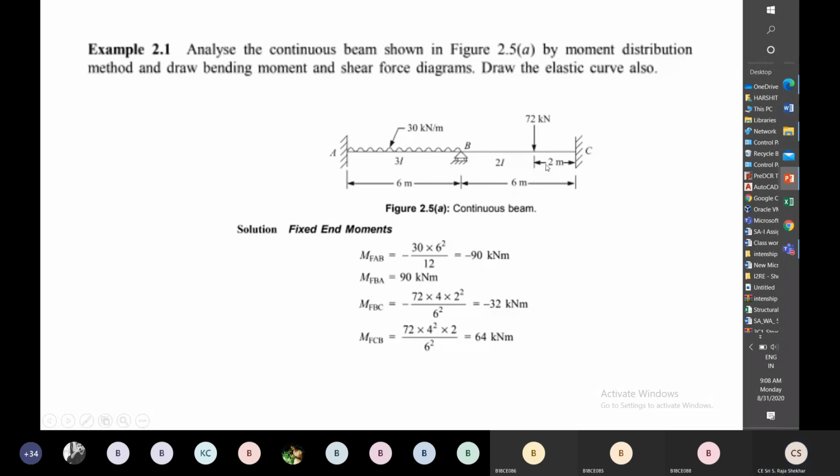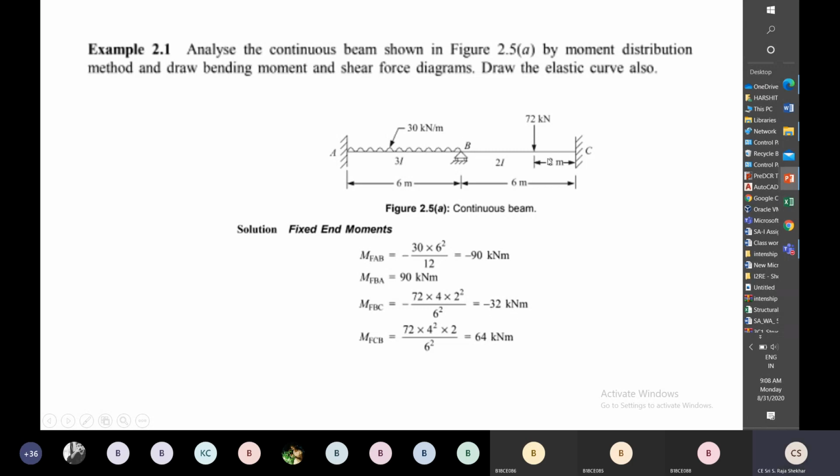Next, consider span BC. MFBC, the formula is W A B square by L square. Considering this as A and this as B, MFBC is equal to W A B square by L square, but it is in the anti-clockwise direction. Why? Because the moment at the left side support of the BC span acts in the anti-clockwise direction. So that's why it is negative.